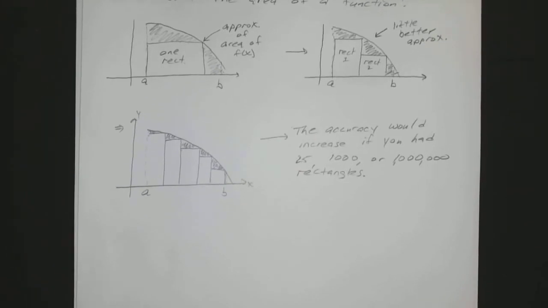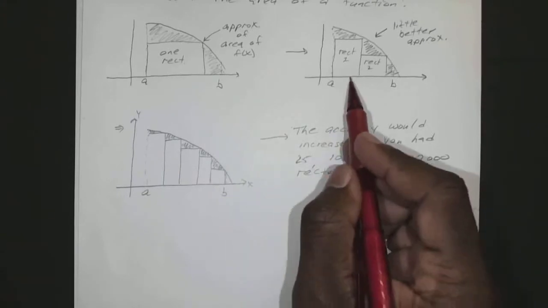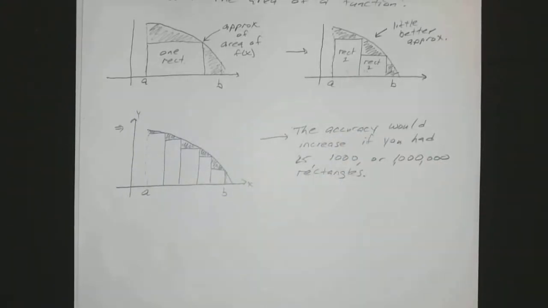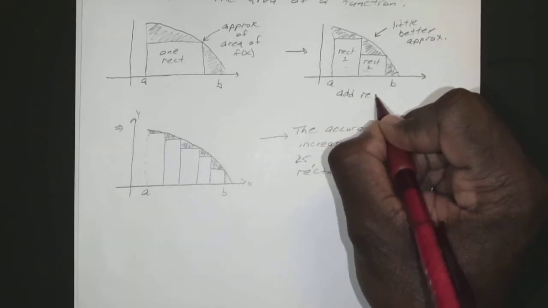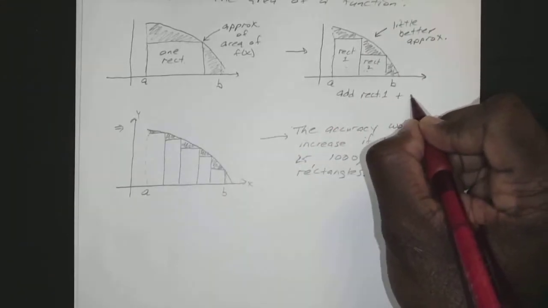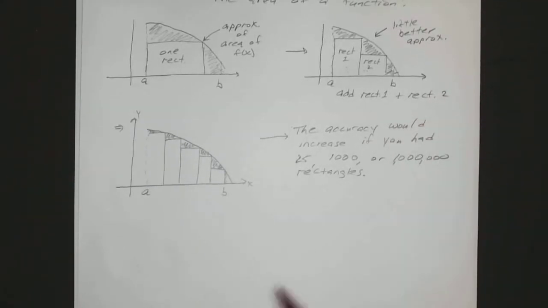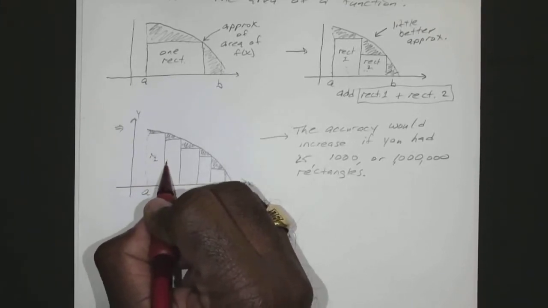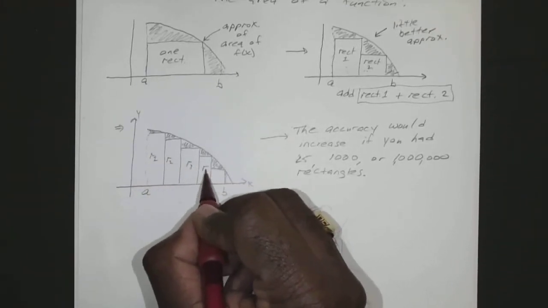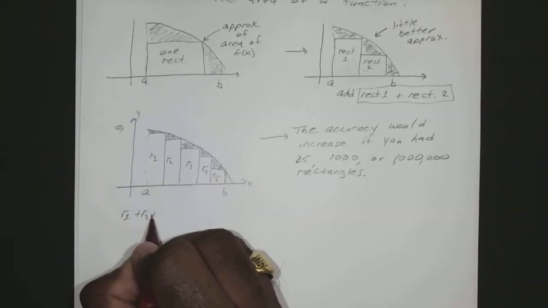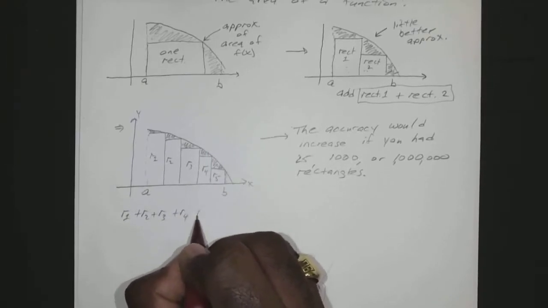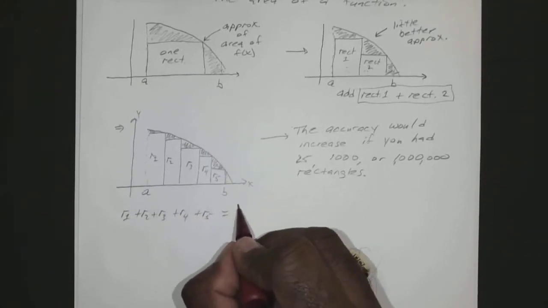Okay. Like I said, once you have like a whole bunch of rectangles in there, because here, in order to find this actual area, you would just have to add rectangle number 1 and rectangle number 2. For this one, you'd have to add rectangle 1, 2, 3, 4, and 5. Just to get your approximate area.